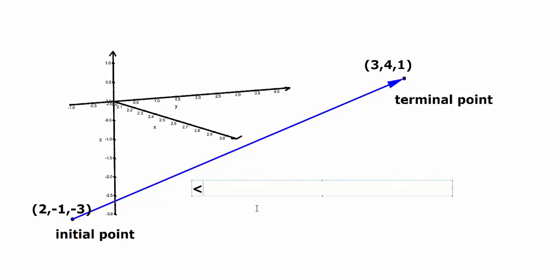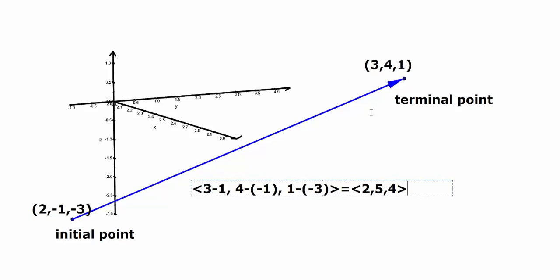For example, here we will take 3 minus 1, and then we will take 4 minus -1, and then we got 1 minus -3. Okay, so this vector can be written as 2, 5, 4. So that's how we will represent this vector, that is, the vector is 2, 5, 4.